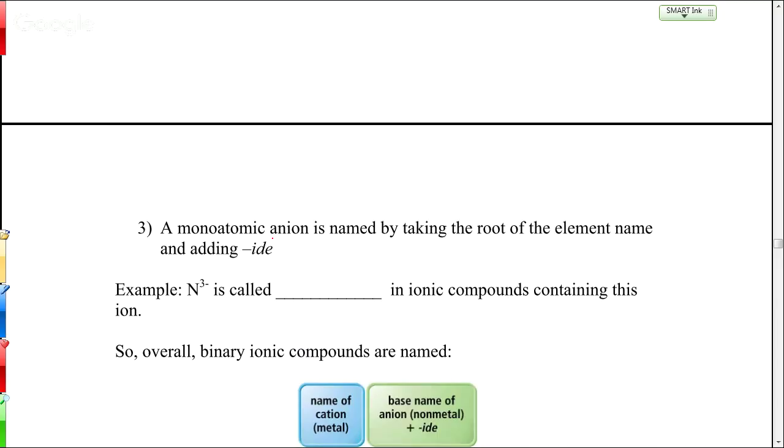Example, N3-, what would you call that in an ionic compound? If the element of N is nitrogen, right? So if it made a negative ion, what would that be called? Based on that rule. Nitrite. See how that works? So you got nitrogen, and it turns into nitride. Chlorine turns into chloride. Carbon turns into carbide. Phosphorus, phosphide. Sulfur, sulfide. So you can see how that works.